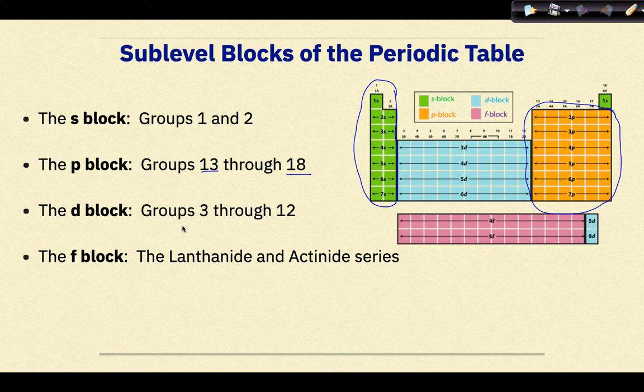The D block is groups 3 through 12. So if you're filling the D sublevel, you are dealing with elements in this location. And finally, the F block, the Lanthanide and Actinide series, which can be found at the bottom of the periodic table. So if you're filling the F sublevel, you are dealing with elements in this location.